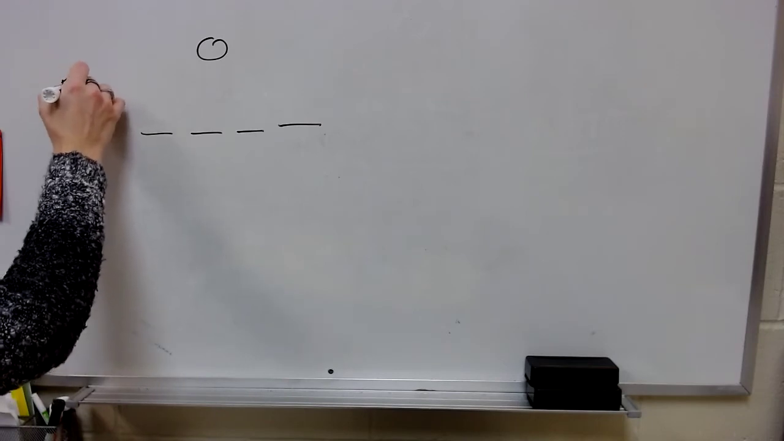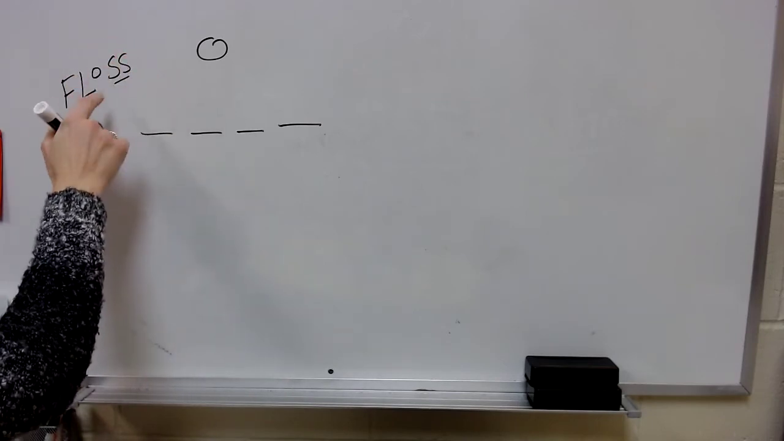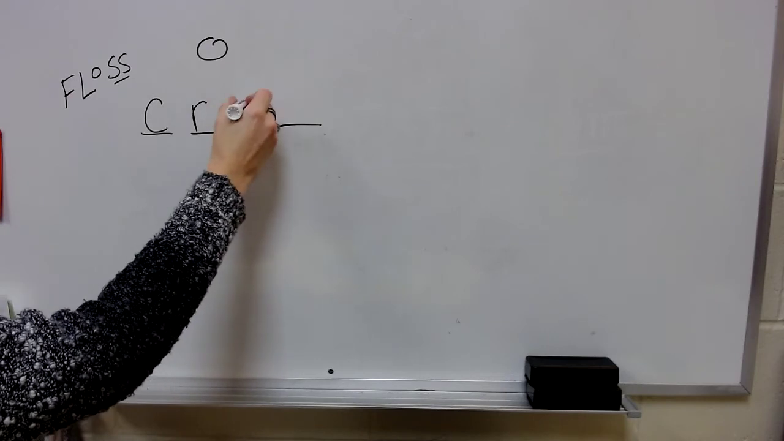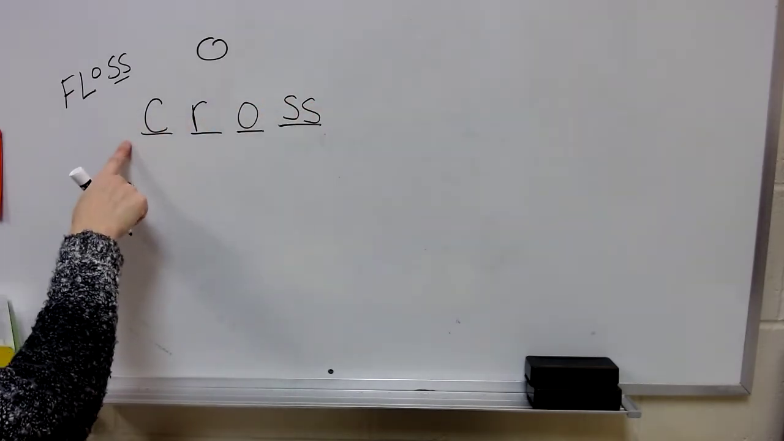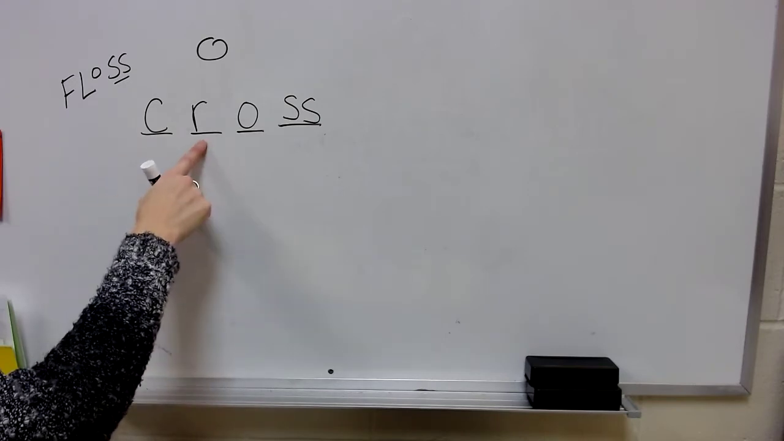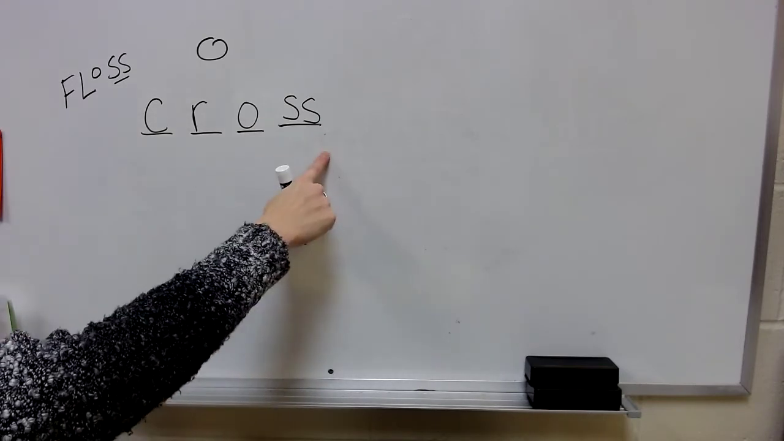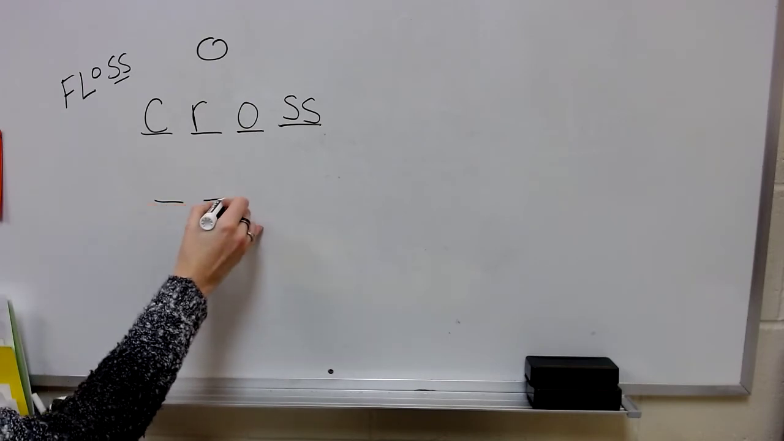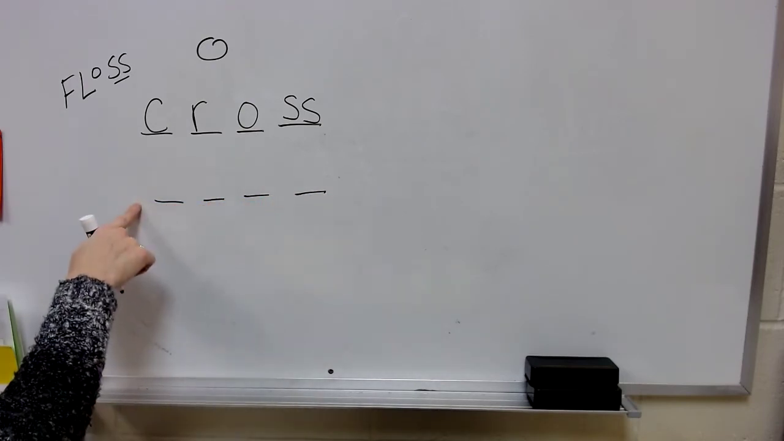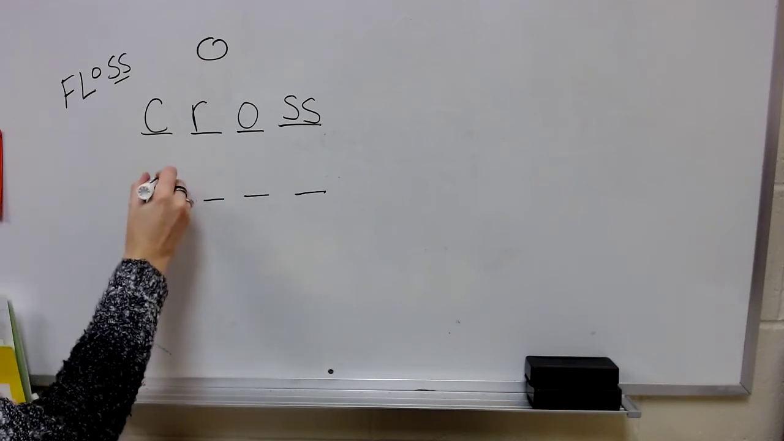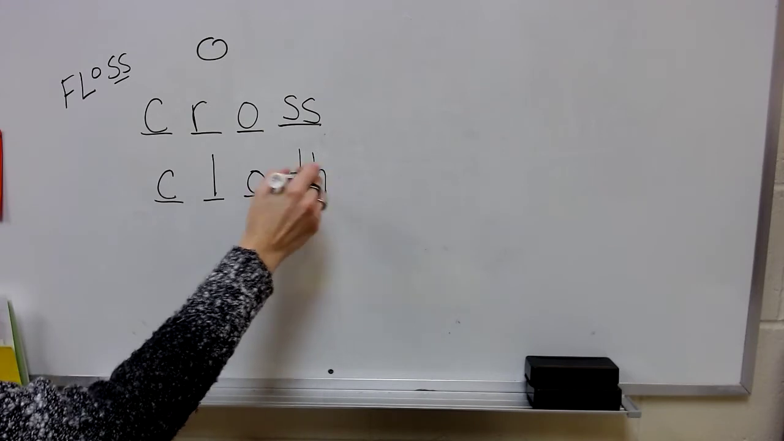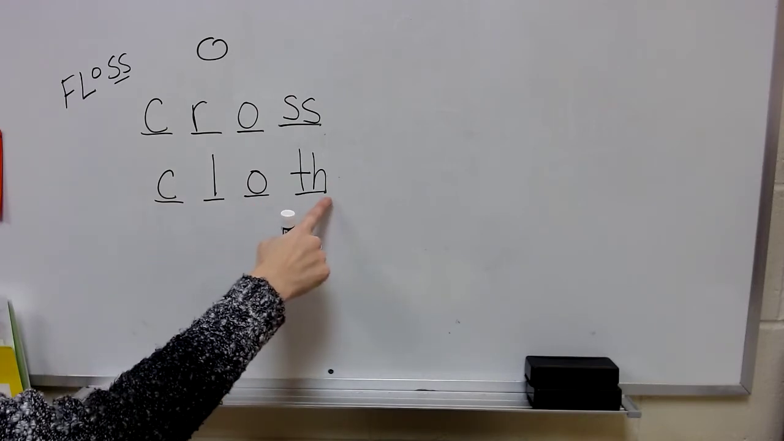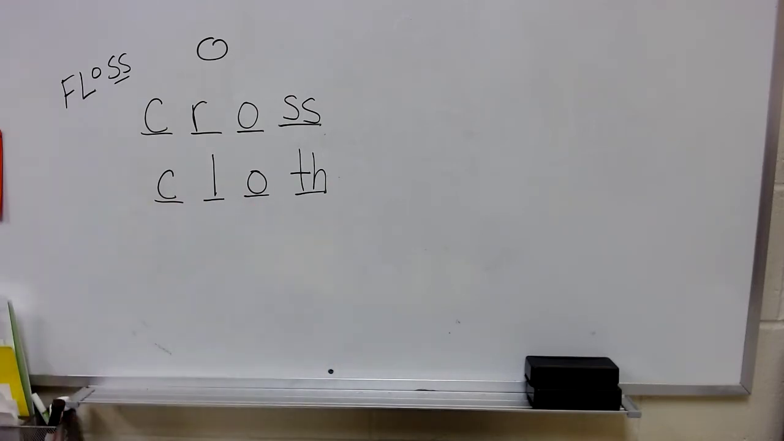I'm going to remind you of the F, L, or S rule, the floss rule, when you write cross. Check it. What word? Spell cross. Word? Yes, cross. The next word is cloth. What word? Stretch cloth. K, o, off. Write your spelling for cloth. Check it. What word? Spell cloth. Word? Yes, cloth.